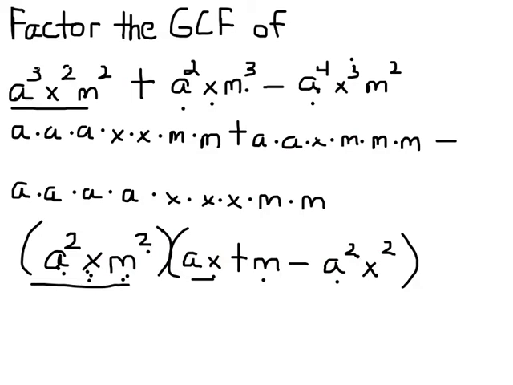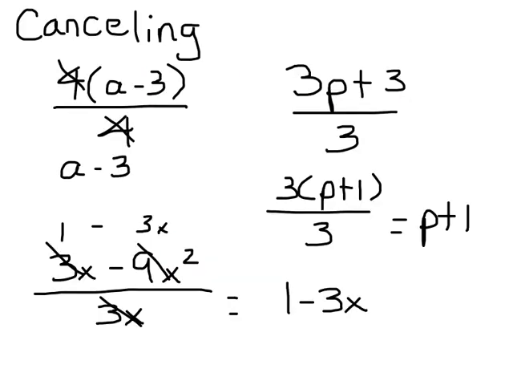Alright, let's go to the next page and talk about canceling. Okay, so I've done a couple of problems here. You know that if you have 4 on the top and 4 on the bottom, you can cross cancel that out because it actually really equals 1. And all we're left with would be the a minus 3.